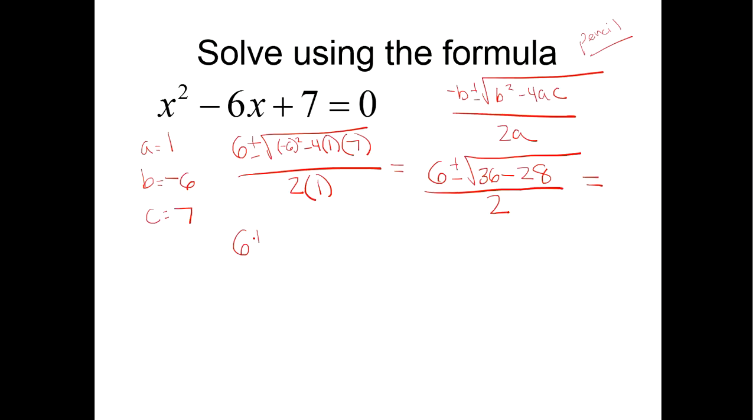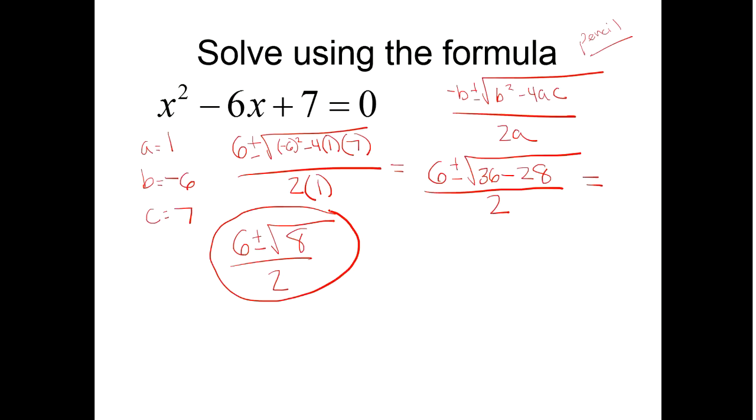So I got 6 plus or minus the square root of, I need to know what 36 minus 28 is. 8. Sounds about right. Divided by 2. Square root of 8, guys, that's not a nice number. So actually, we can leave it in this following format. 6 plus or minus the square root of 8 divided by 2.